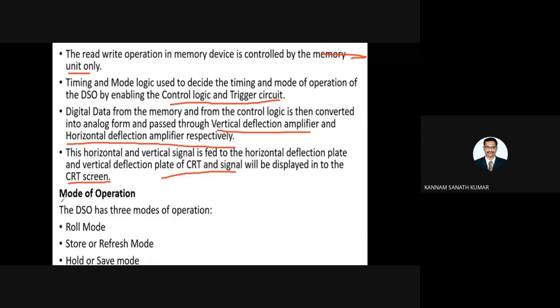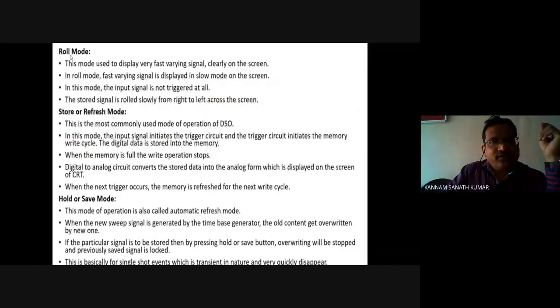Coming to the roll mode, this mode is used to display fast varying signals clearly on the screen. Suppose fast varying signals are there, and you want to measure some frequency, time or amplitude; those fast varying signals can be clearly seen in the roll mode. What we can do in the roll mode is that the fast varying signals are displayed slowly on the screen. If they are displayed slowly, we are able to measure any parameter, either frequency or time period.